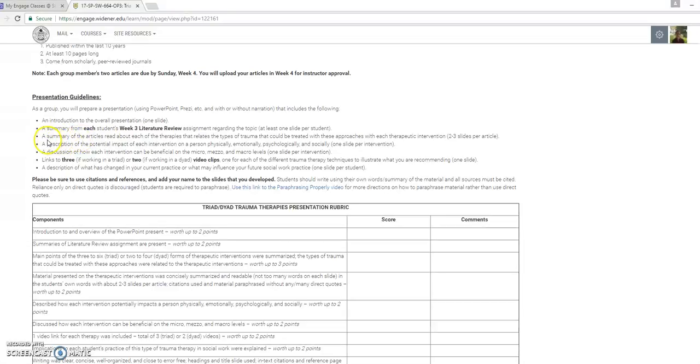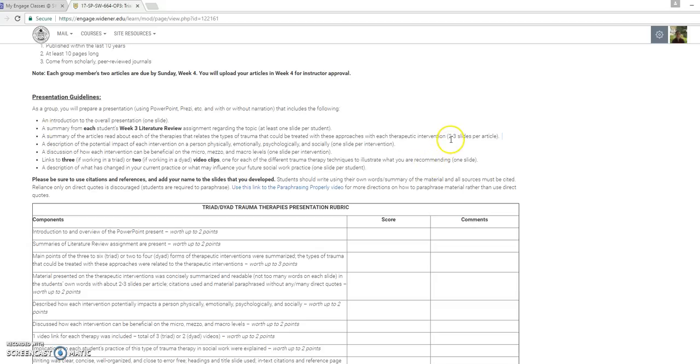Then a summary of the articles read about each of the therapies that relates to the type of trauma and could be treated with these approaches. You will have 2 to 3 slides per article. Again, if you have chosen to work with children of domestic trauma, you may have chosen play therapy as one of your interventions.